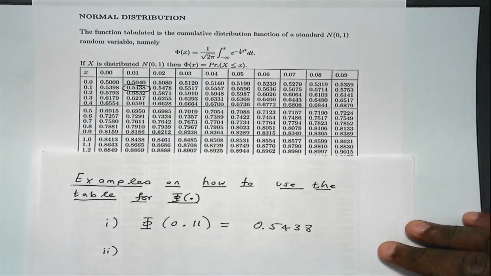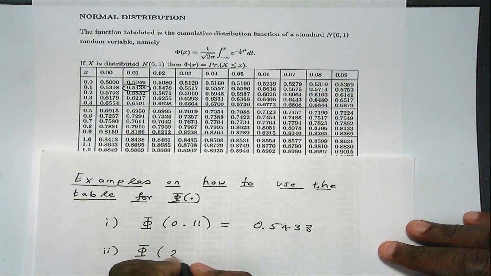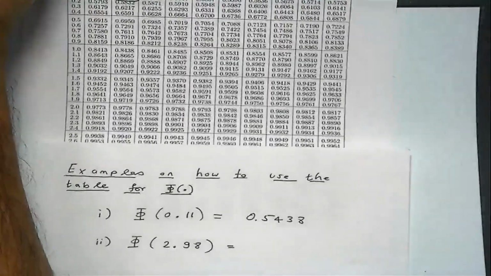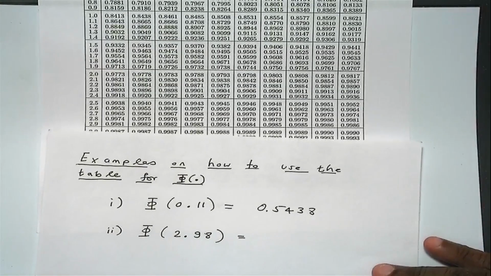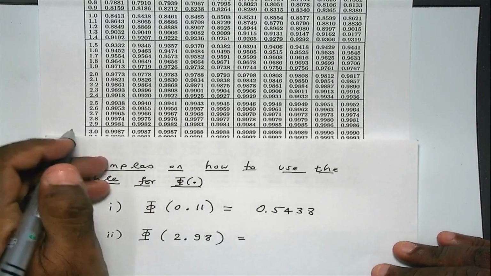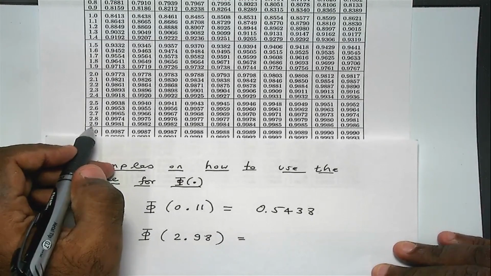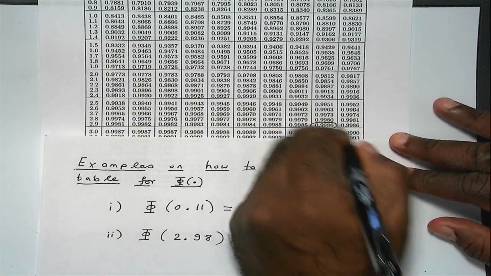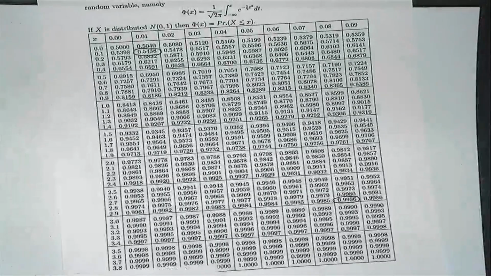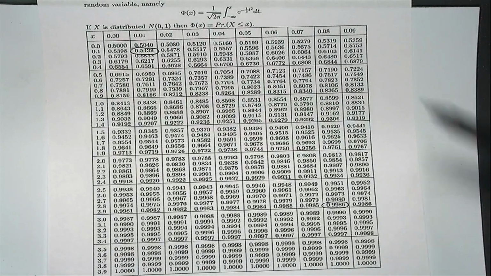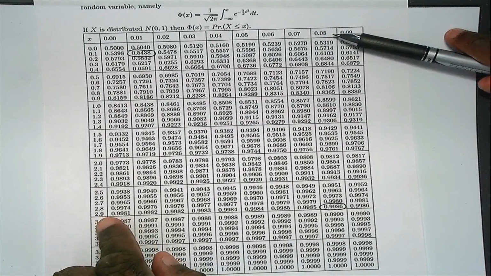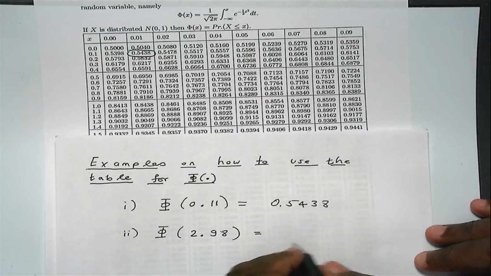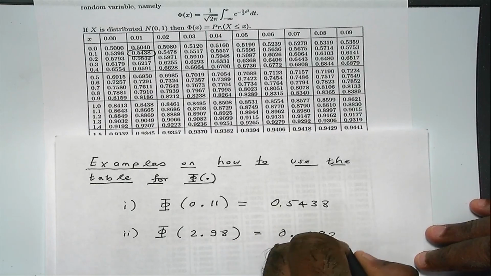Example number two. Suppose you want to read phi at say 2.98. In this case, you need to go down this table. Let me put this table upwards. Okay, here we are. So you need to look for 2.9, which is over here, and then you look for 0.08. 0.08 corresponds to this column here. So this is the value you look at, because if I show you the beginning of the table, here we are, you see this is 0.08. So you look for 2.9 and then 0.08 to get this number here. So the value we are getting is 0.9986.